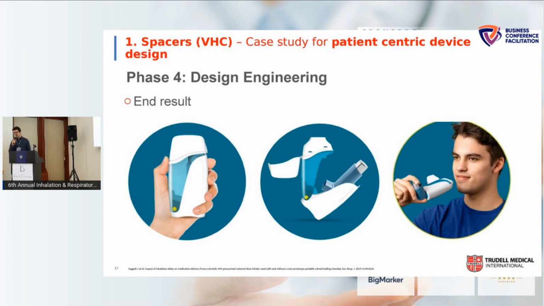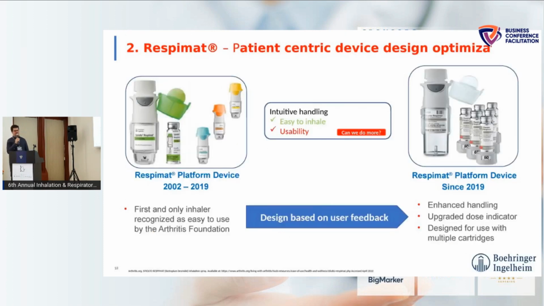So the second example is Respimat, as you all might know, from Boehringer. The Respimat platform has been on the market for many years, and it was considered easy to use by the Arthritis Foundation. So these patients for sure have handling issues, so that's a good thing. And still, Boehringer were thinking, okay, is there anything else that we can do to ensure that patients really can use the device correctly and efficiently?